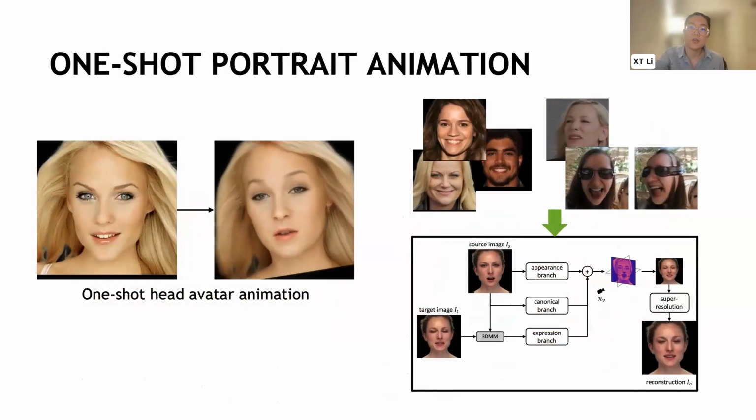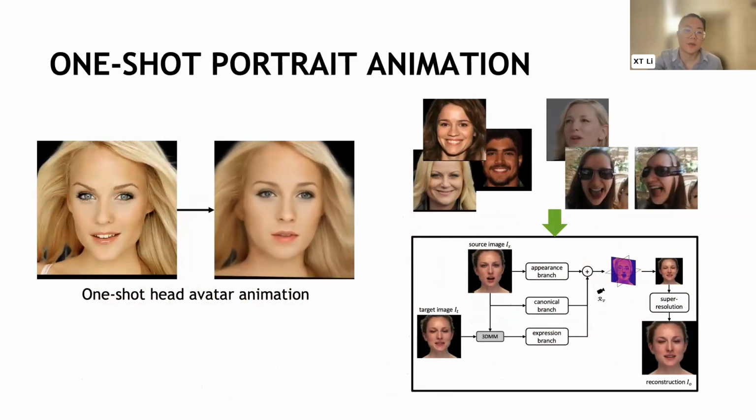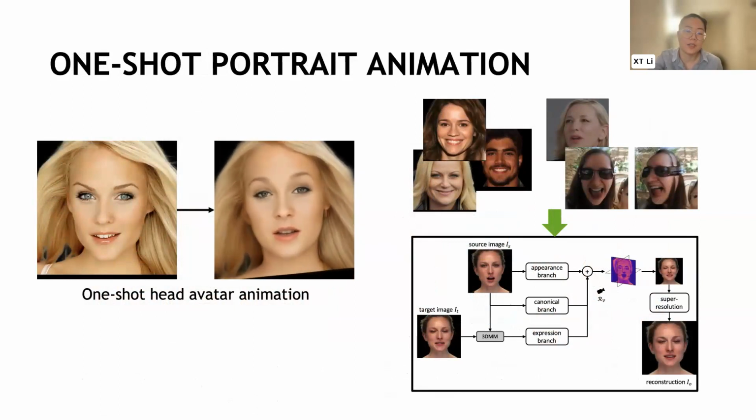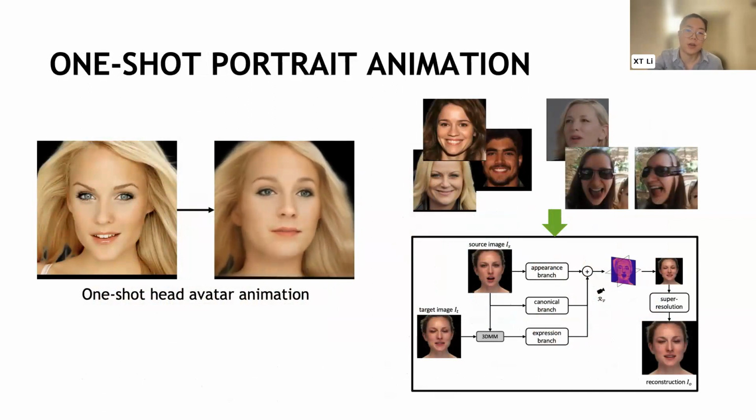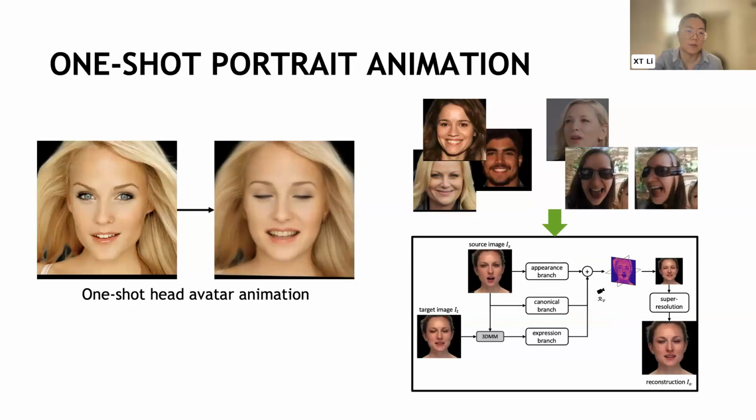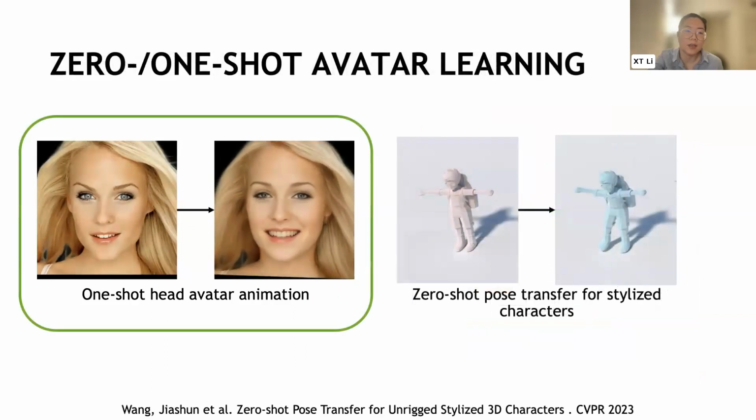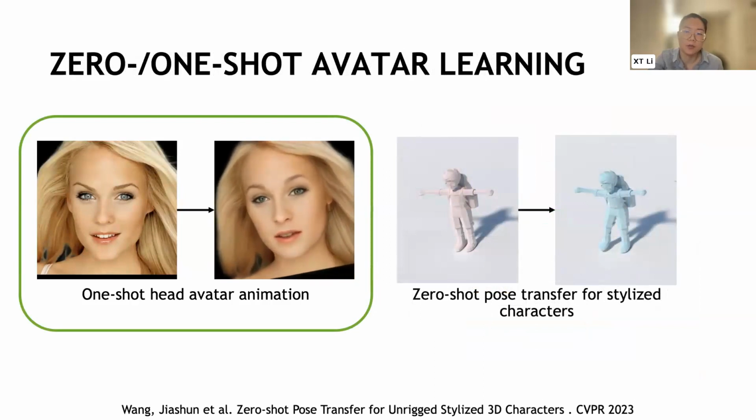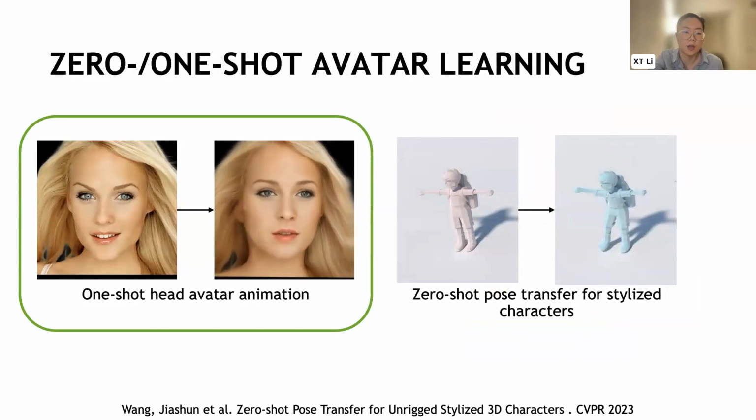So this concludes our one-shot portrait animation work, where we learn a multi-branch model with a larger scale of mixed dataset. And after training, after encoding the dataset prior into our model, we can use it to carry out one-shot avatar reconstruction and animation. In this case, we still have some motion data about the human portrait. Although they are not 3D, they provide a lot of information for how the expression changes.